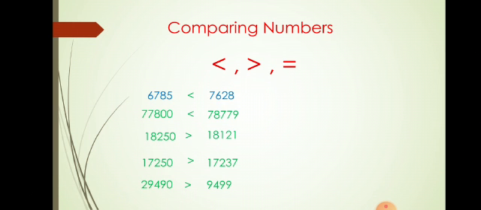Comparing of numbers, how we can compare the numbers. In class 3 you have already studied about it. For the first, 6,785 and 7,628. Both the numbers are of 4 digits. So I will compare their first digit. Here I have 6,000 and here I have 7,000. So obviously the 7,000 number is greater.